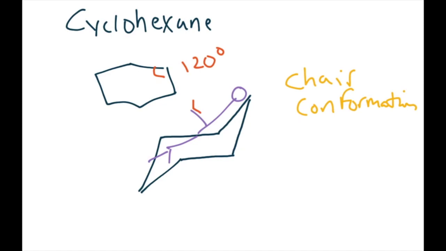It's a chair. Now, the good thing about the chair, as I draw it again, is the bond angles get really close to 109.5. The bond angle here is 111 degrees, right? So pretty much no angle strain, or very little, because you're almost at the ideal carbon-carbon bond angle.